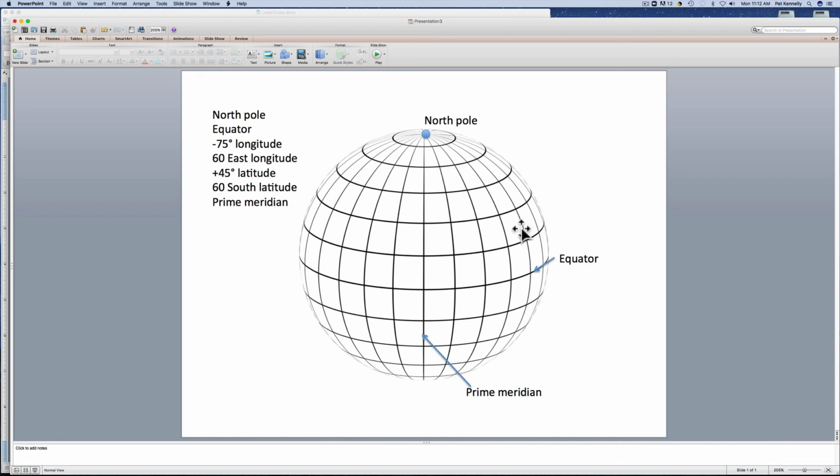So please go ahead and finish labeling this globe, and then you'll submit that as class activity 2.1.